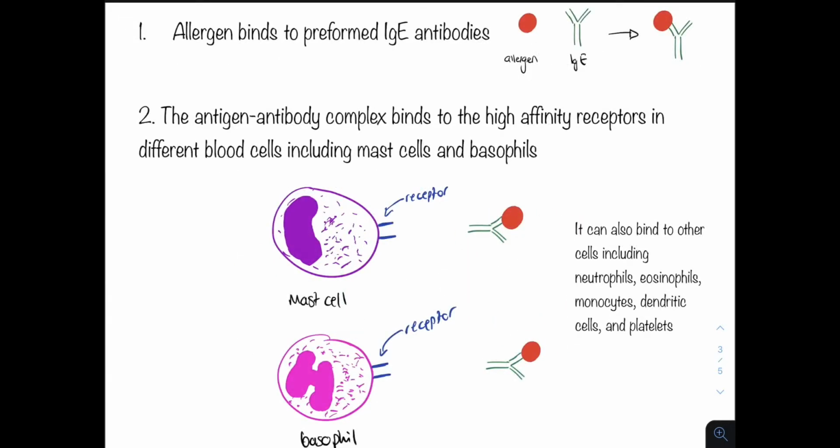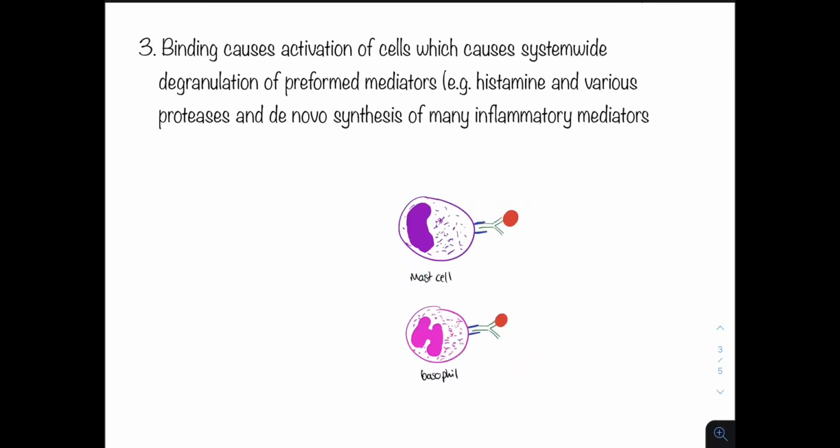What happens next is that the complex binds to the high affinity receptors on different blood cells, including the mast cells and the basophils. This receptor is also known as the Fc epsilon RI receptor, but what you need to know is that the complex binds to receptors on mast cells and basophils. The binding of this complex causes activation of the cells, and activation results in their degranulation. This means that they release their contents.